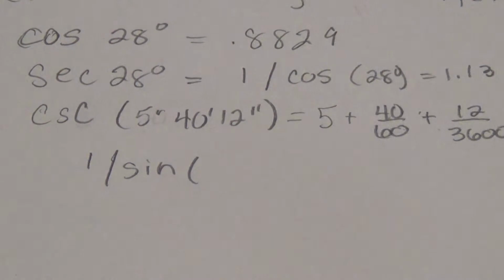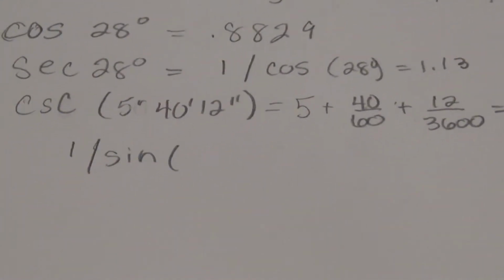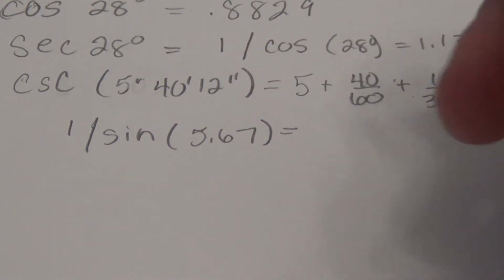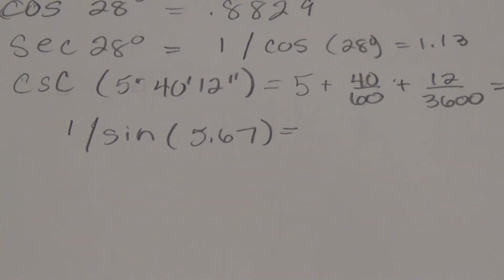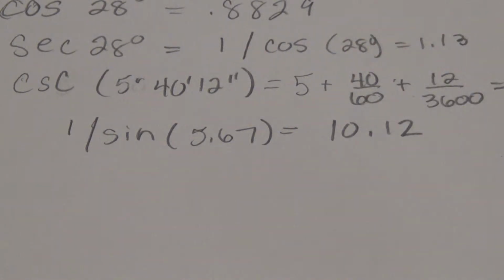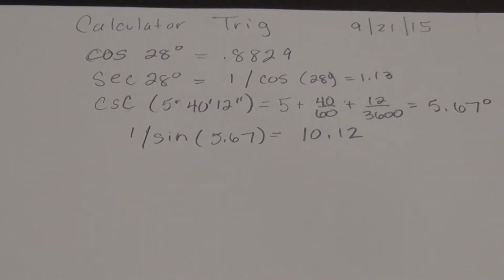Now I'm set to go back and find the cosecant of it. So I'm going to plug in 1 divide sine of the number I got, 5.67. I'll have to plug it in again, so while you're plugging it in, I'll plug it in. So I got 10.12 as my result.